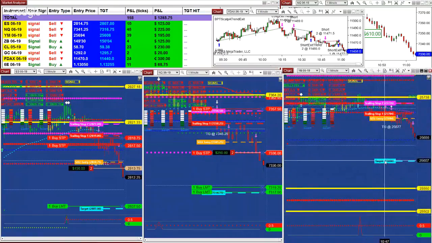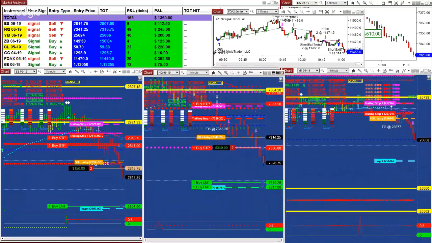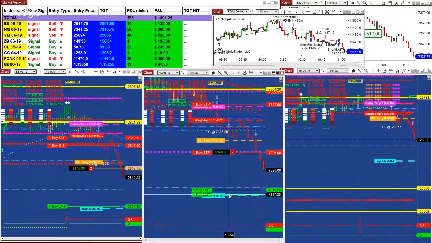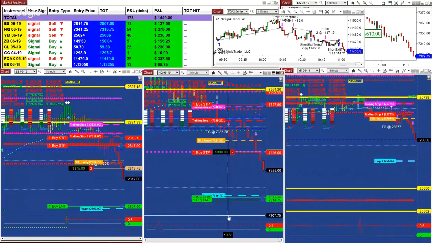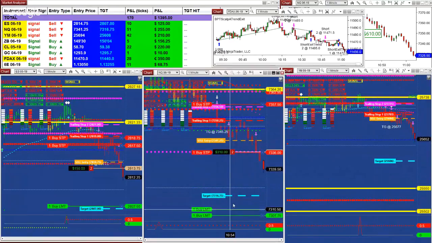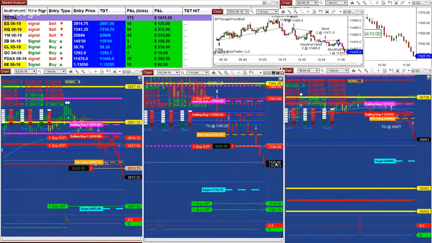Your target on the YM, whoever took the YM, your target is 25.0606. Call it off for today. Hit your target and go home. On the Nasdaq, we have a target at 316.75. ES, whoever took that trade, we have 10.25. Keep your eye on that.